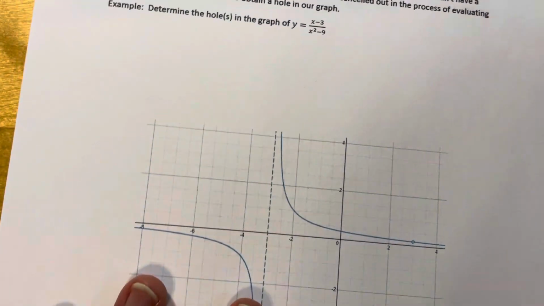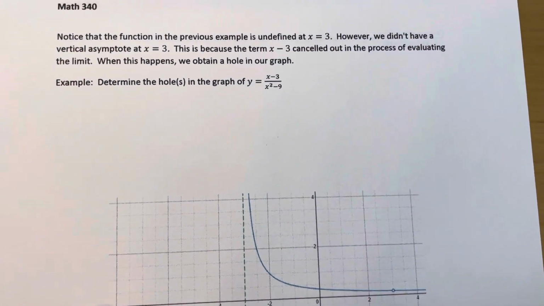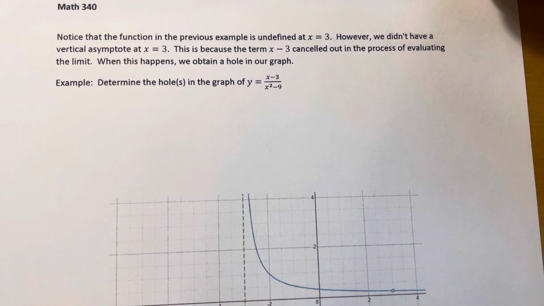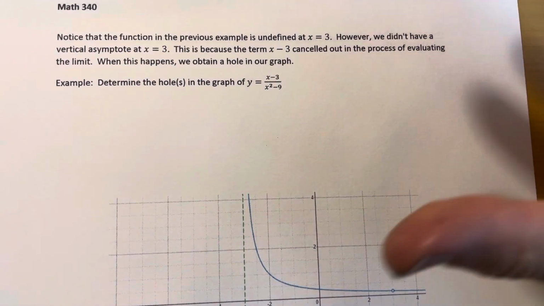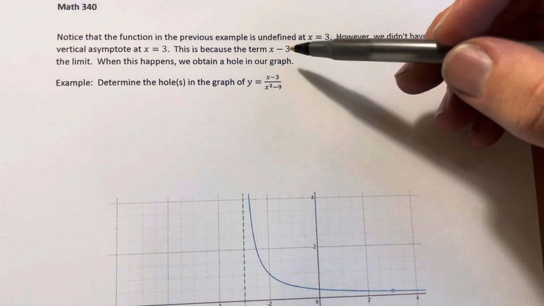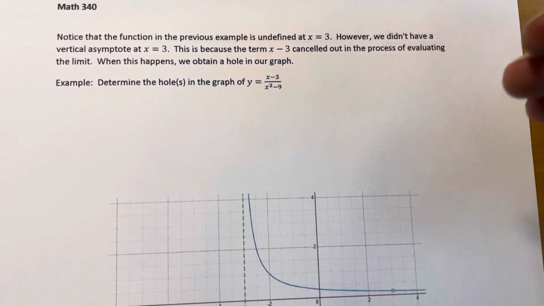All right. Now, in the previous example, the one that we just did, we made a note of the fact that the function was undefined at x equals 3, but there wasn't a vertical asymptote there. And really what had happened is that the x minus 3 that we got when we factored our denominator canceled with the x minus 3 in the numerator. And so that sort of disappeared from our evaluation of those limits.